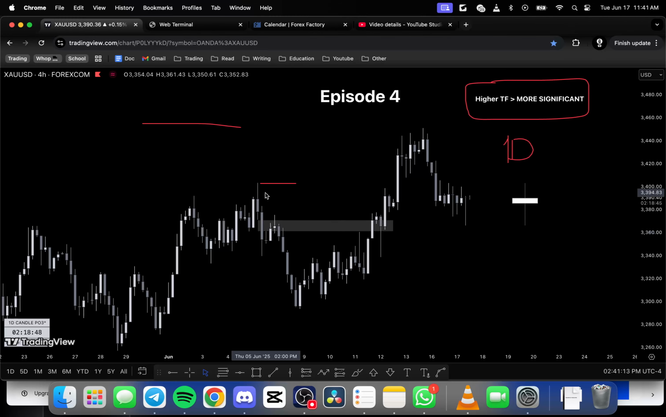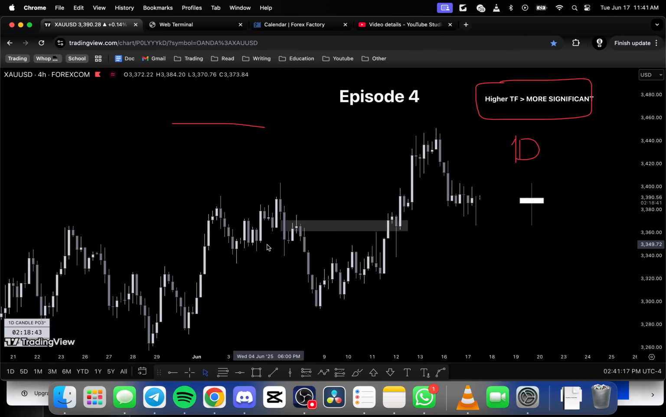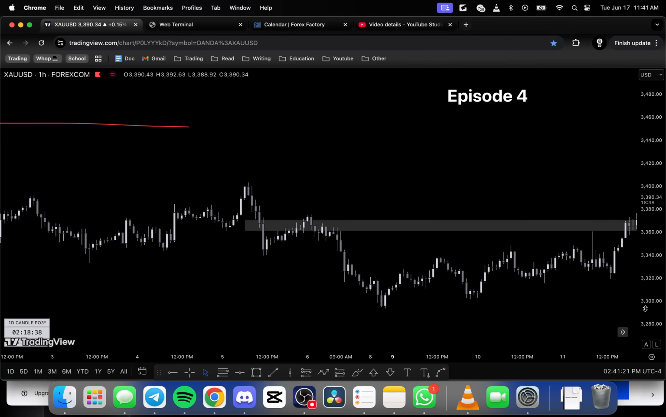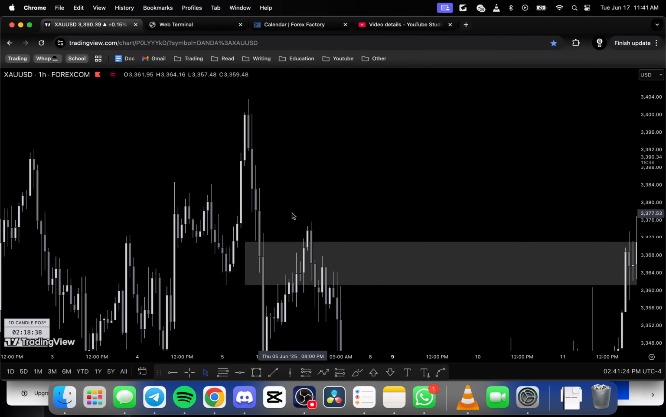So in the scenario where there is no fair value gap on the 4-hour time frame right here, that's when we scale down and try to find one on the 1-hour time frame. So on the 1-hour time frame, that was a singular 4-hour fair value gap.